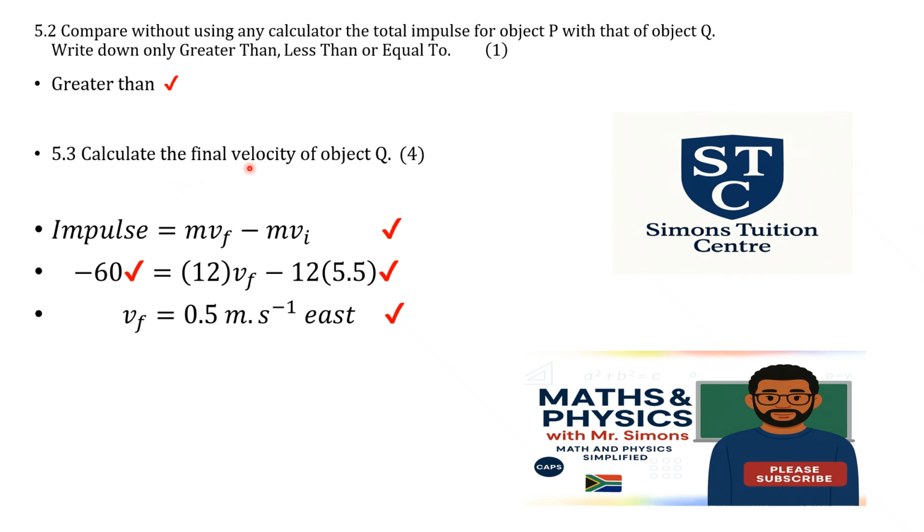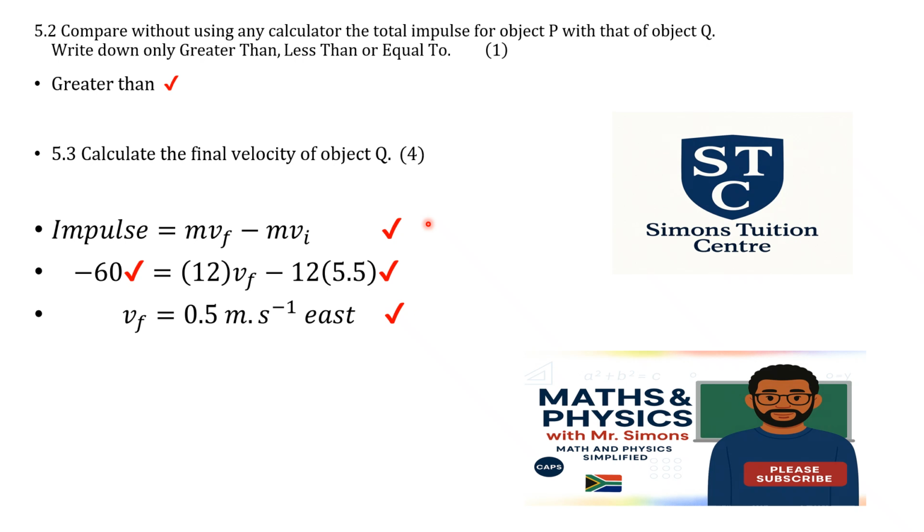Now they say we must calculate the final velocity of object Q. We got the impulse as negative 60, right? The mass of both objects was 12, and the initial velocity for both objects was 5,5. So using the impulse equation, m v f minus m v i: 12 times final velocity minus 12 times 5,5. If I do that, 12 times 5,5 is 66. If I take that over, 66 minus 60 would give me 6. 6 divided by 12 would give me half, which is 0,5 meters per second east.